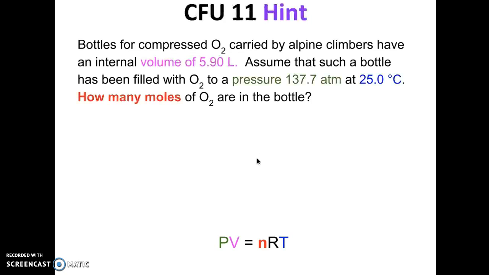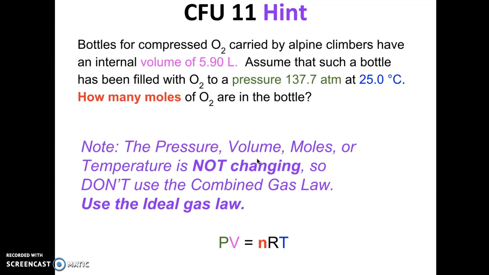All right, I'm going to give you a hint for this one. The hint being that in here, nothing is changing. So we're not going to use the combined gas law, but the ideal gas law, PV equals nRT. And I've already identified your pressure, your volume, your n, and your T. R is the gas constant, so you can go back in your notes and find that value. And then this just becomes a plug and chug problem. Pause the video now and see if you can solve it.